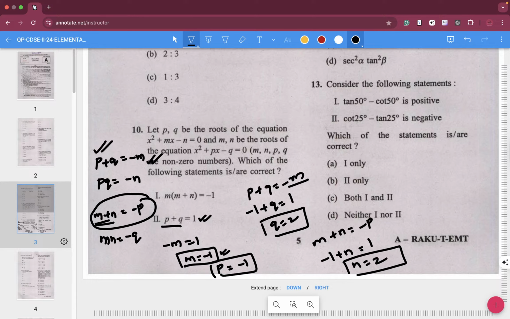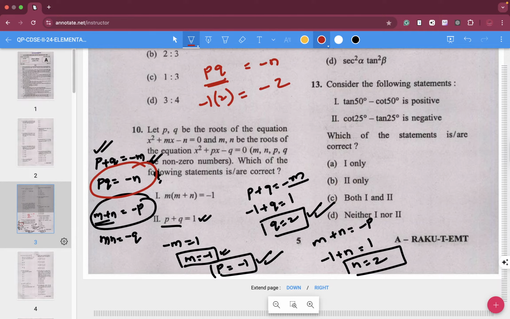Can we take these two values, p value as minus 1 and q value as 2, and should it be equal to this? If I take pq on the left hand side, pq is equal to minus n. On the left hand side, p value is minus 1, q value is 2, and on the right hand side, minus n value is minus 2. So minus 2 is equal to minus 2.